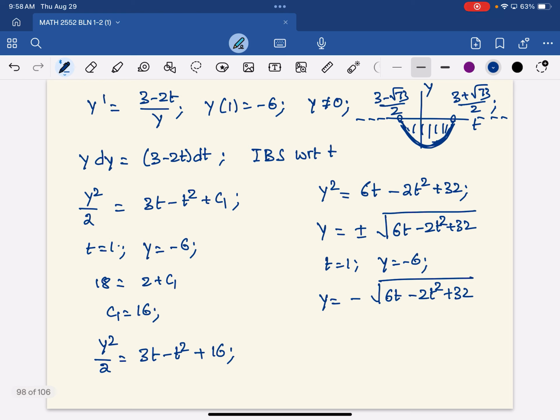when I include them, the radical inside becomes 0, and then y becomes 0, but y cannot be 0 from here. Because if y is 0, then the differential equation doesn't exist. Right? Are we all good?